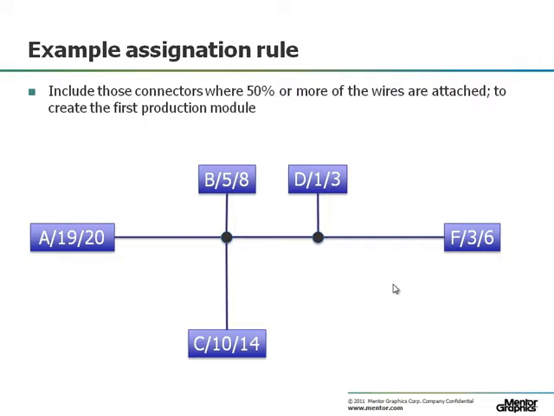Now in this case, I need to discount connector E because it's only got 1 of its 3 wires routed to connector A. So this defines my first production module. Those componentries would be assigned to that first module, and then I'd start again and continue the process, working through the harness to create the production modules according to this rule.